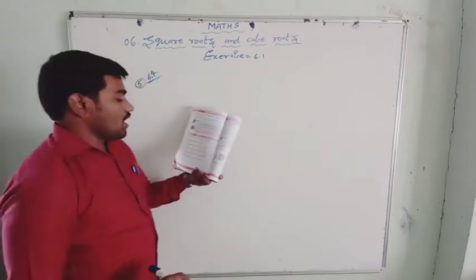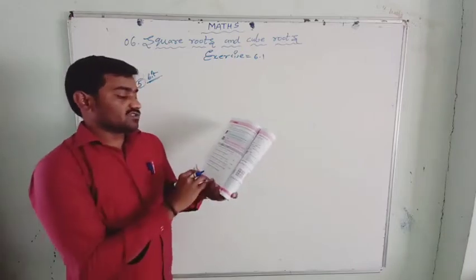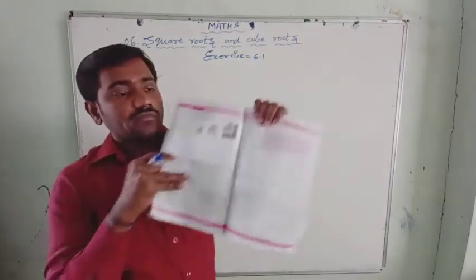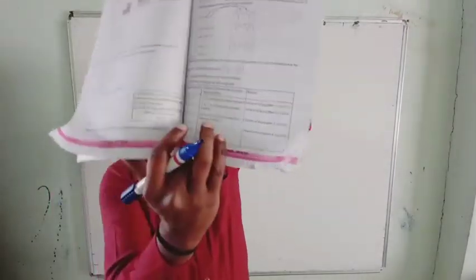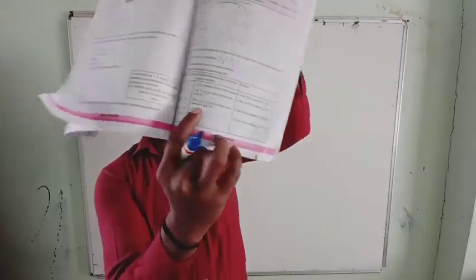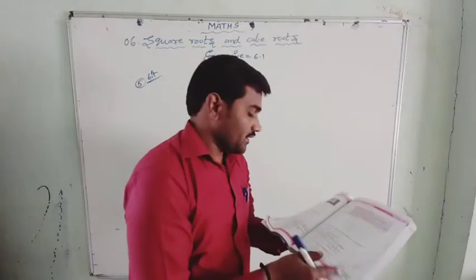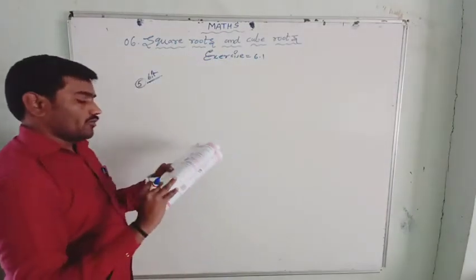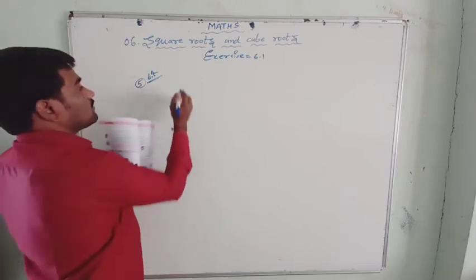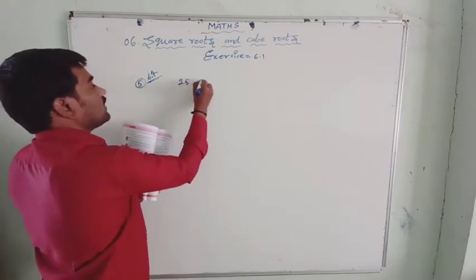Bit number 5. How many numbers lie between the squares of the following numbers? To do that, we have one box in the previous page, just before this exercise. Just go through this box so that you will know that. So here they have given the first question, 25 and 26.